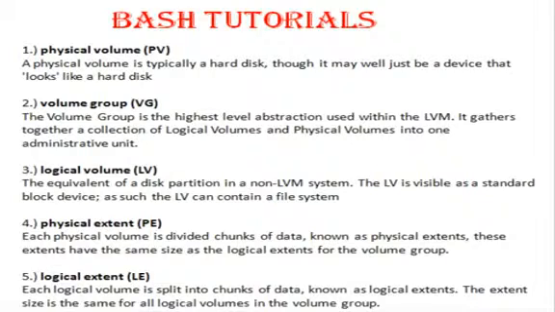What is the second anatomy? It will be the volume group. The volume group is the highest level abstraction used within the LVM. It gathers together a collection of logical volumes and physical volumes into one administrative unit. So if you have a bunch of physical volumes and you want a collective thing from which a logical volume should be derived, that collective thing will be a volume group.